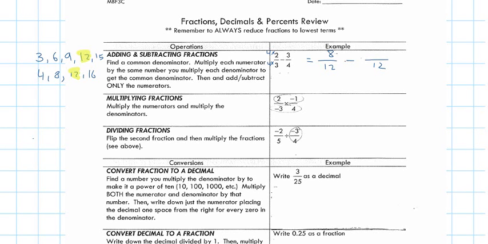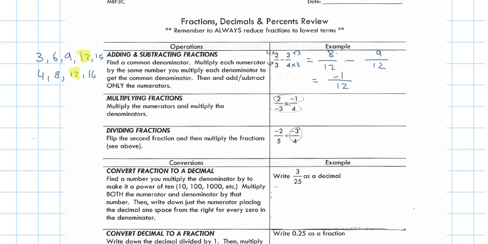Now what do I multiply the 4 by to give me 12? Again, whatever I do to the denominator, I have to do to the numerator. So that's going to be 9 over 12. Okay? Now, since the denominators are the same, I can add or subtract my numerators. In this case, I'm going to have to subtract. So that's going to be -1 over 12.